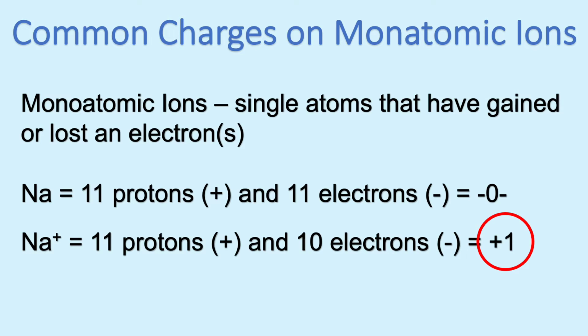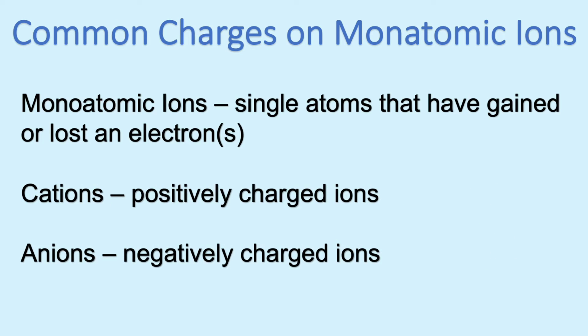We'll talk about why this is in a moment. But first, let's define the types of ions. Cations are positively charged ions, anions are negatively charged ions.